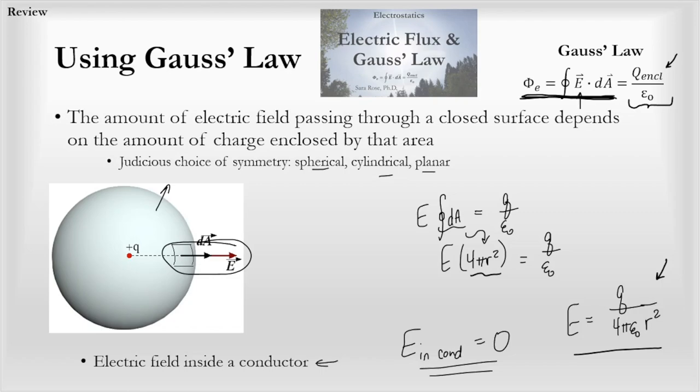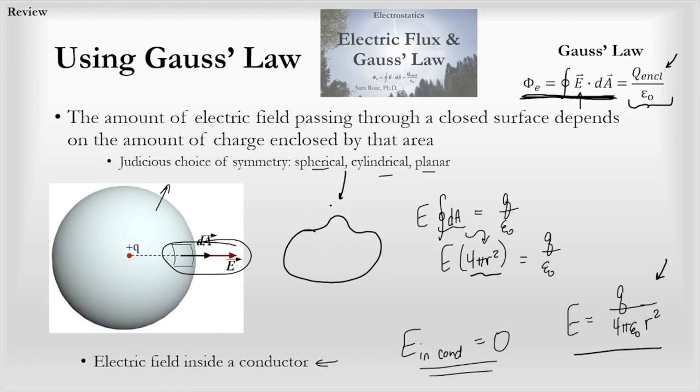Okay, so the amount of electric field passing through a closed surface depends on the amount of charge enclosed by that surface. And we're going to use a judicious choice of symmetry. We're going to look at spherical, cylindrical, or planar. Okay, those are the nice symmetries that we choose at introductory level. And if you're at higher levels, a physicist will always try to choose the simplest situation as best as possible. It could be that you have a potato-shaped charge distribution, right? There's some sort of weird thing going on, and none of these symmetries really fit it.